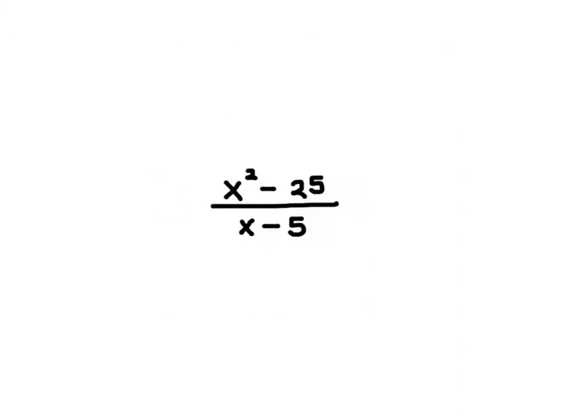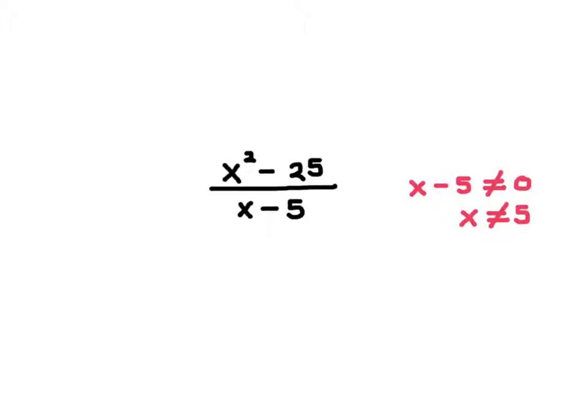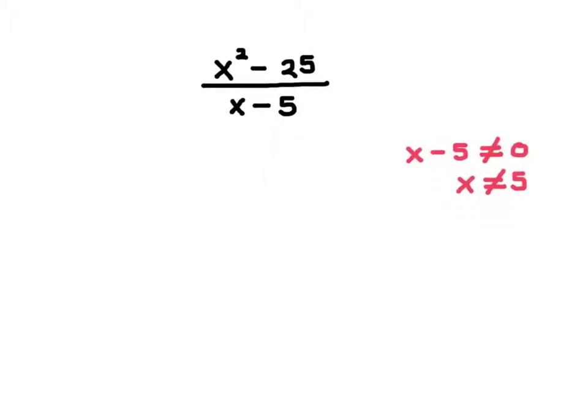Here's another problem, rational expression to simplify. The first thing we know is that there's a domain restriction. X minus 5 cannot equal 0. If I add 5 to both sides, I conclude that x cannot equal 5. So x can equal all values except for 5. Okay, let's move this up. And we can move this up too.